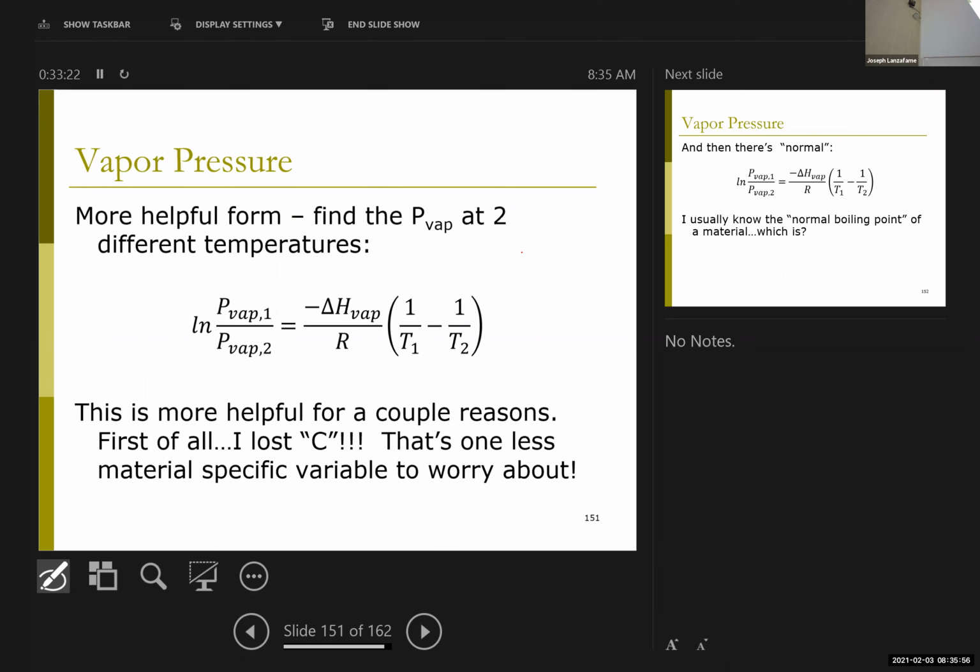Because it's not a question of how many letters I have in the equation. It's a question of how many of them I know, right? And so in this case, I have kind of added a couple variables, but I potentially added variables I know at the expense of the Clausius factor that I didn't know.